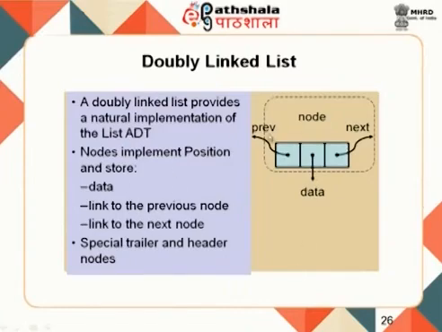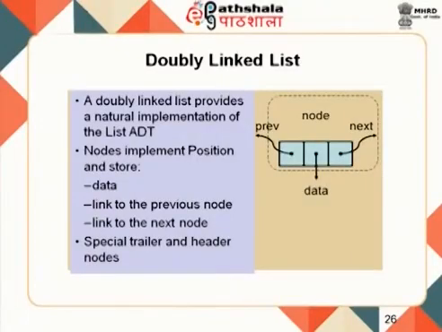So, a doubly linked list provides a natural implementation for the list ADT. We are still in list ADT. In the previous module we covered array, vector and dynamic array implementation of lists. Here we looked at singly linked list implementation, circularly linked list implementation, and now we are looking at the doubly linked implementation of the list. Nodes implement position and store data. So, here you have data and you have a link to the previous node and a link to the next node.